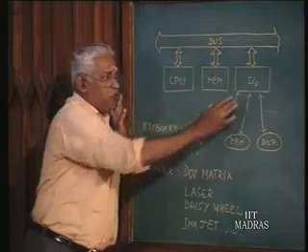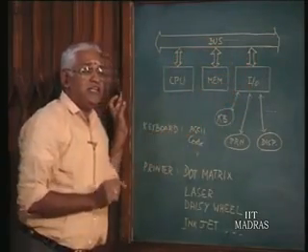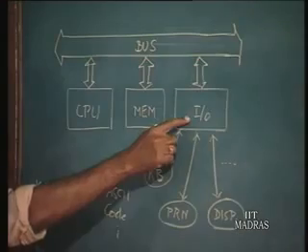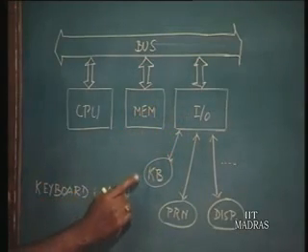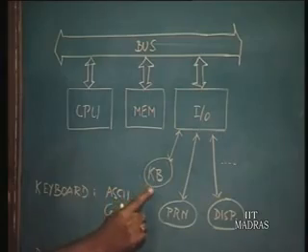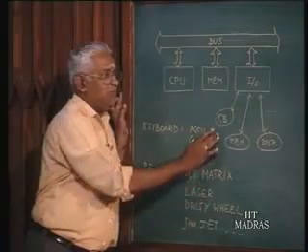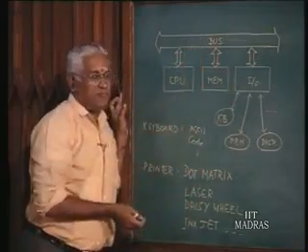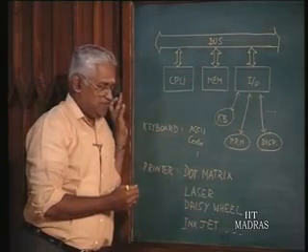Okay. So, this IO is essentially an interface, and that particular interface will have to act like a buffer between the specific device, whatever may be the type, and the standard bus. Okay. This is very important, right.